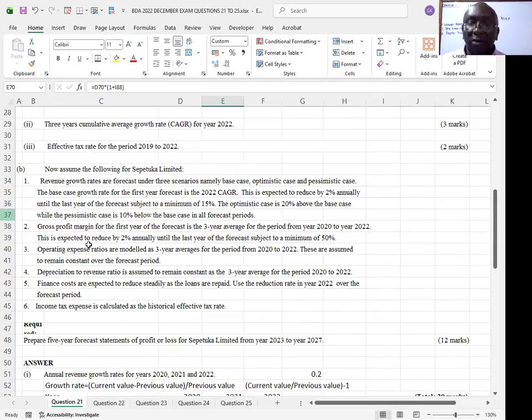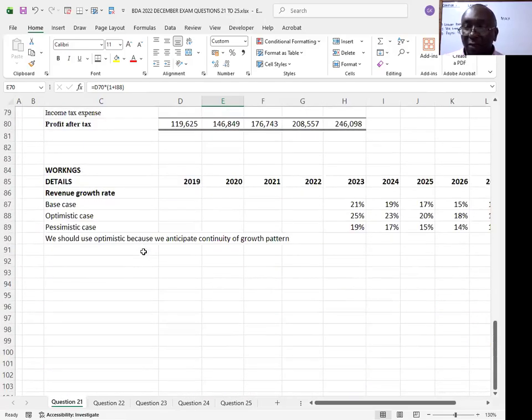The next item says gross profit margin for the first year of the forecast is the 3-year average for the period from year 2020 to year 2022. So this is expected to reduce by 2% annually until the last year of the forecast, subject to a minimum of 50%. Now we have to come here.